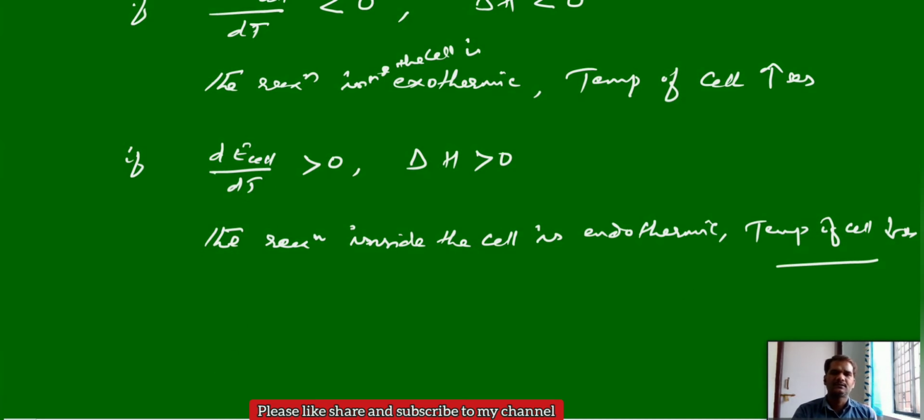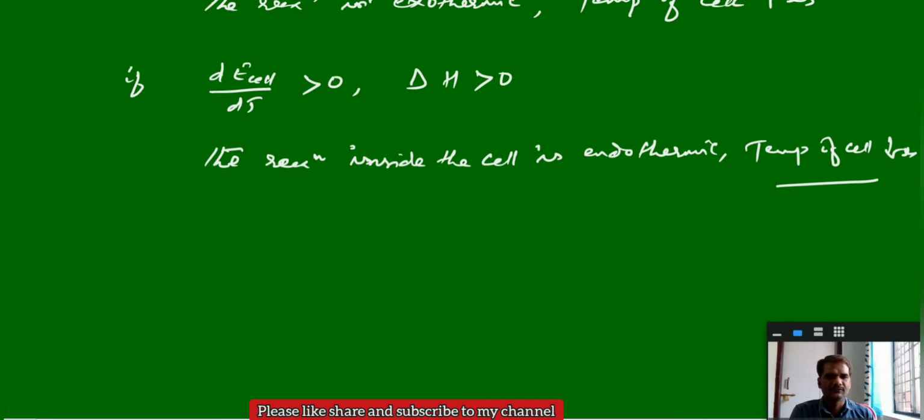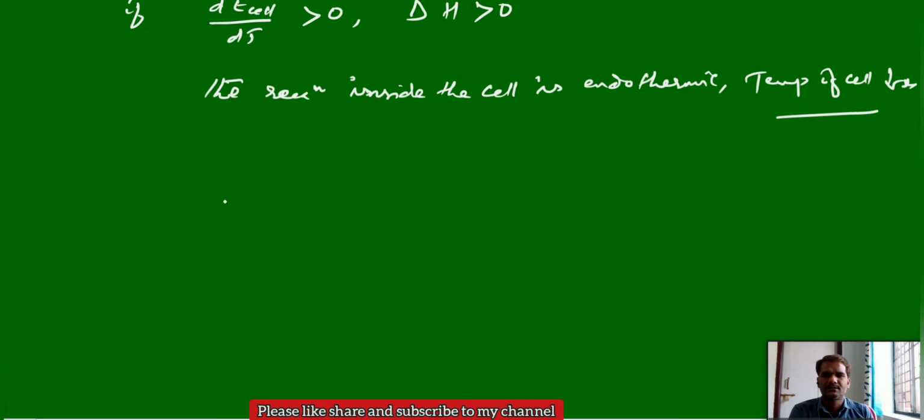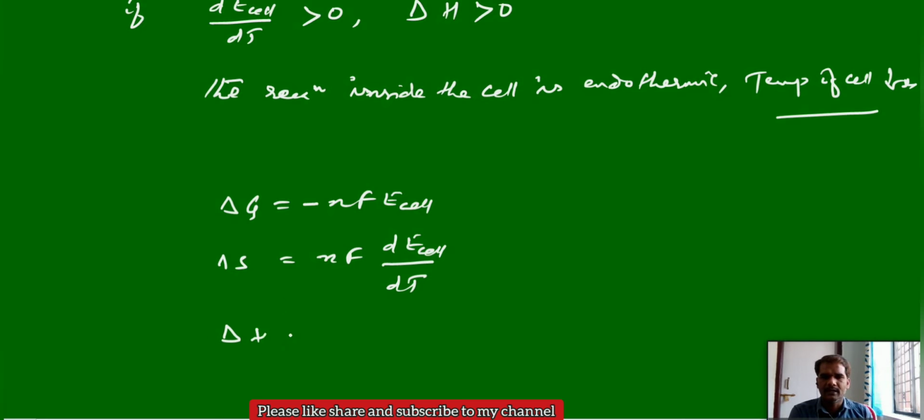Temperature of cell decreases. That depends on the temperature coefficient values. So these three formulas of thermodynamics of a cell, you should remember. Delta G equals minus nFE cell, delta S equals nF dE cell by dT, and delta H equals nF times T dE cell by dT minus E cell.